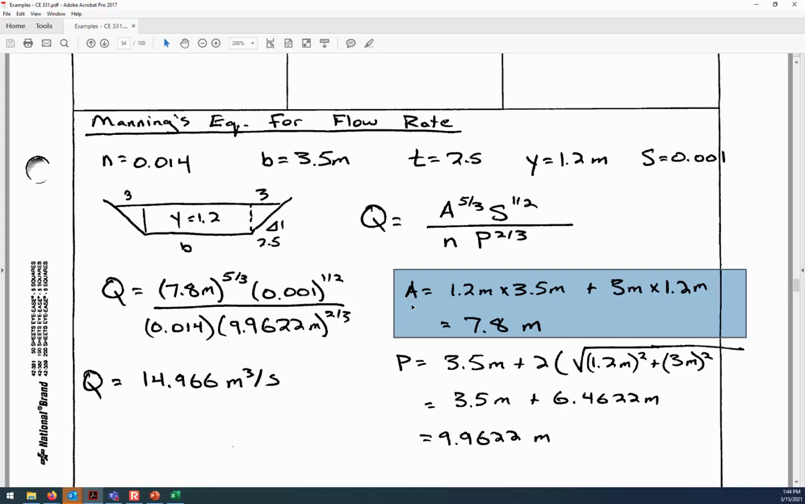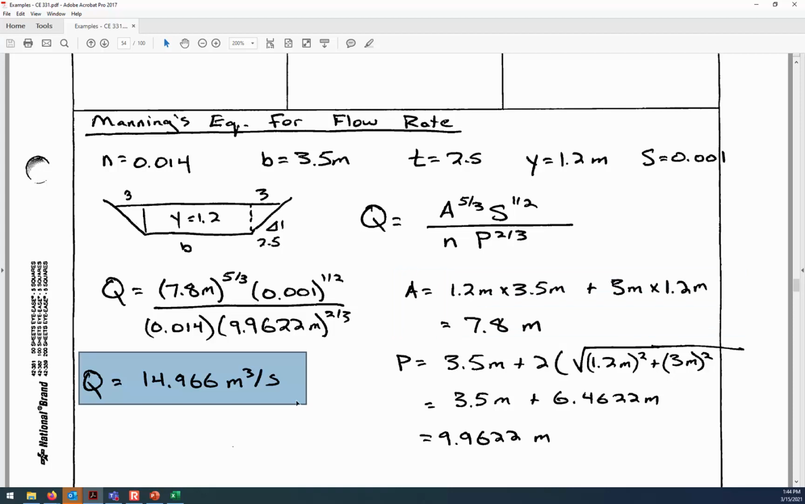Okay, so that's the cross-sectional area. The wetted perimeter, you can see, is 9.96 meters. And now substituting into Manning's equation, the slope needs to be expressed as a decimal. It was defined as a percentage, 0.1%, as I told you. So you need to divide that by 100, and you get 0.001 as the slope. And so in the end, you should get that the flow rate is approximately 15 cubic meters per second.